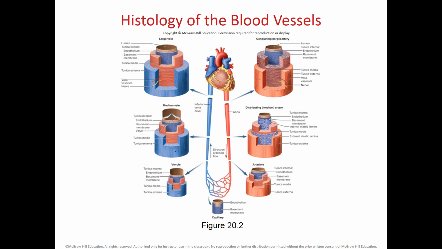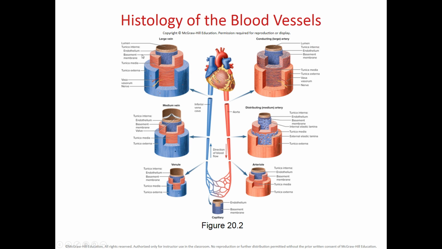This figure shows you the changes of the histology or the tissue within the blood vessels. As the blood vessels are closer to the heart, the three layers that make up these blood vessel walls, the tunica intima, tunica media, and tunica externa, are stronger. And at least for the tunica media and the tunica externa, they are thicker.